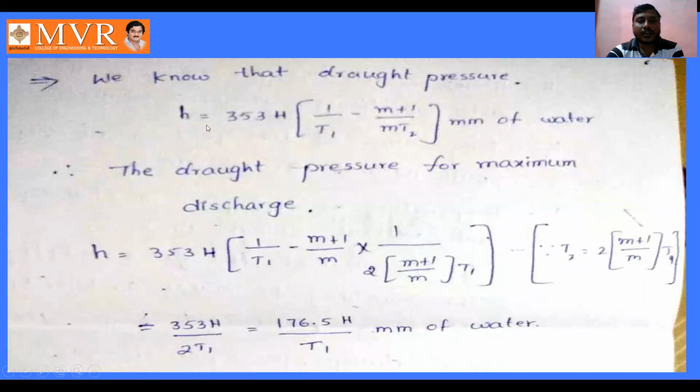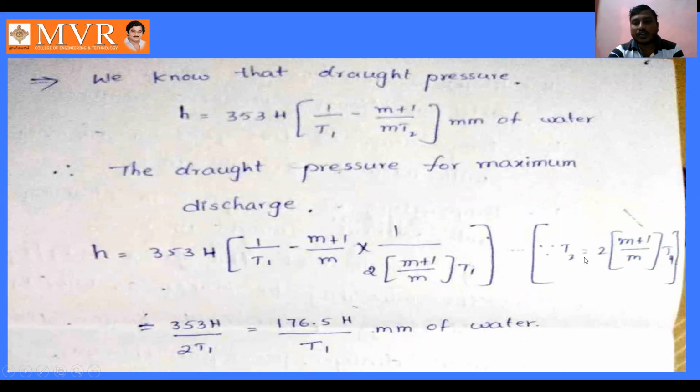We know the draft pressure. Previously we got an equation of the draft pressure, H is equal to 353 H into 1 by T1 minus M plus 1 by M into T2 mm of water, which we got when we studied the height of the chimney. When we derived the equation of the height of the chimney, the draft pressure for maximum discharge we got is H is equal to 353 H into 1 by T1 minus M plus 1 into 1 by 2 into M plus 1 by M. Hence we are substituting here the T2 value in this equation.